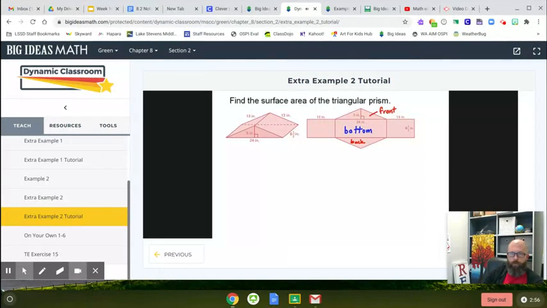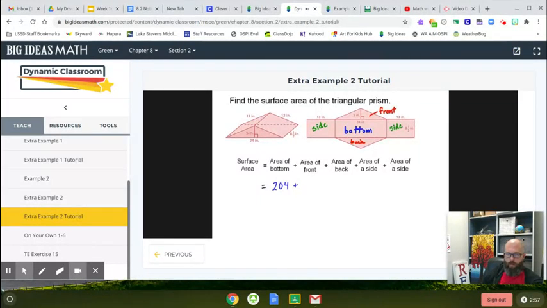Now let's find the surface area. The surface area is the sum of the areas of the faces. So we have the area of the bottom, plus the area of the front, plus the area of the back, plus the area of a side, plus the area of the other side. The area of the bottom is 24 inches times 8.5 inches, which is 204. The area of the front is 1/2 times 5 inches times 24 inches, which is 60. The area of the back is also 1/2 times 5 inches times 24 inches, which is 60.